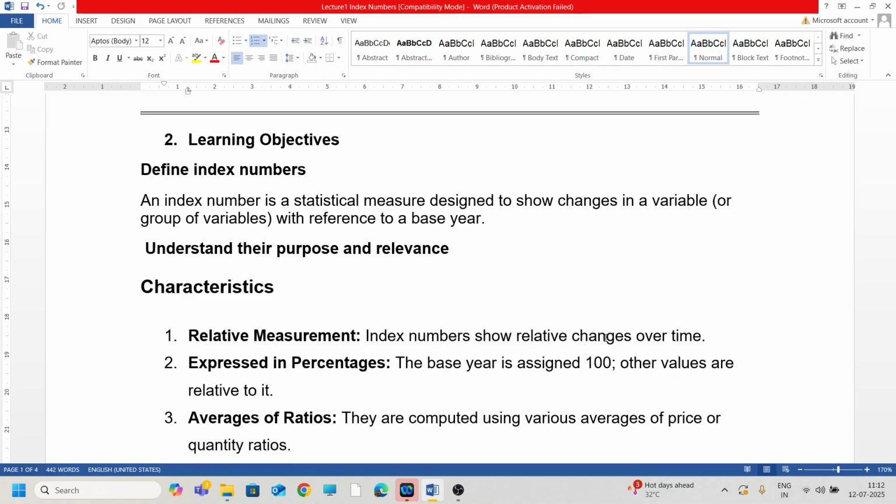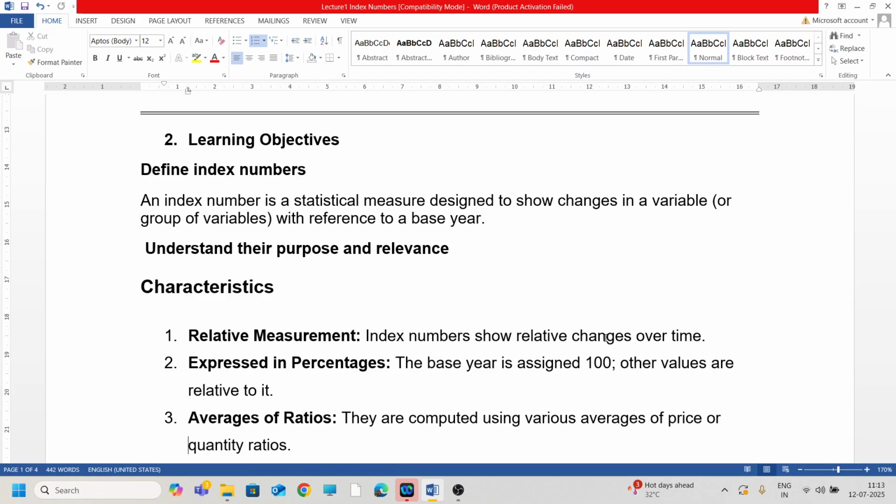So the definition of index number is, an index number is a statistical measure designed to show changes in variable or group of variable with reference to a base year. Already I told the base year always we fix as 100. So understand the purpose and relevance. Its characteristics are relative measurement. Index number shows the relative changes over time. The second one, expressed in percentages. The base year is assigned 100. Other values are relative to it.